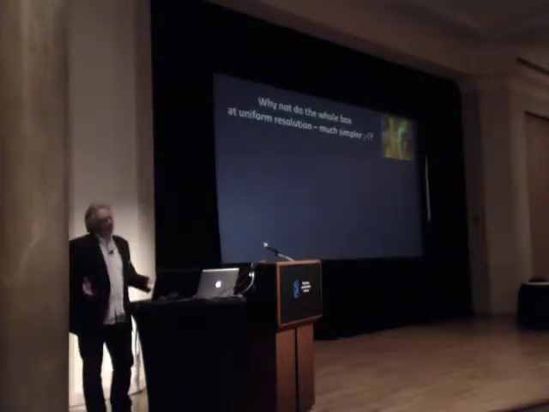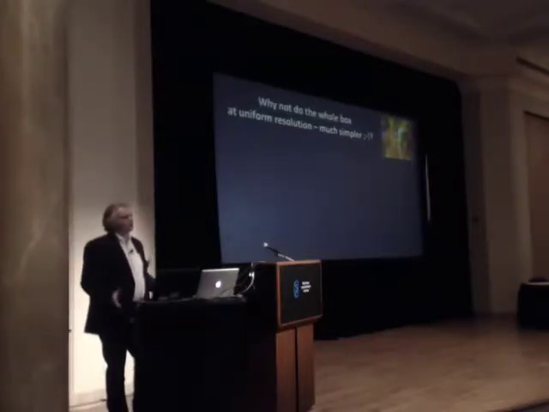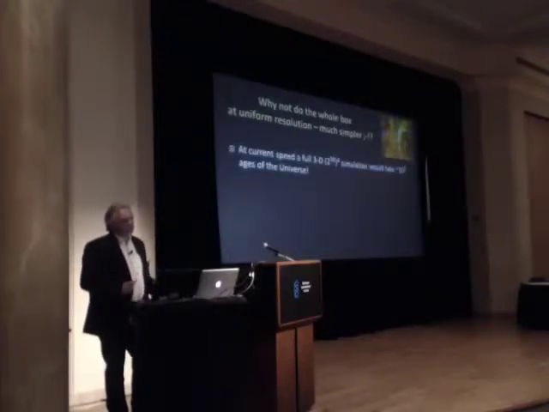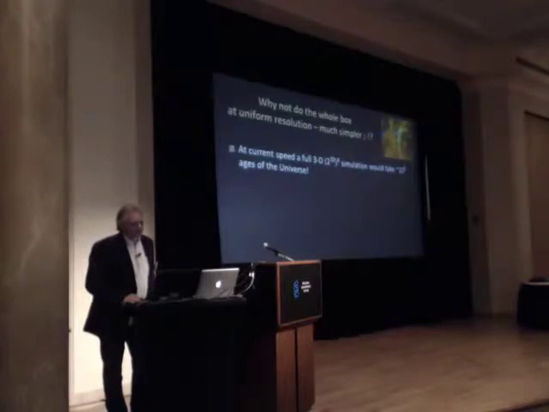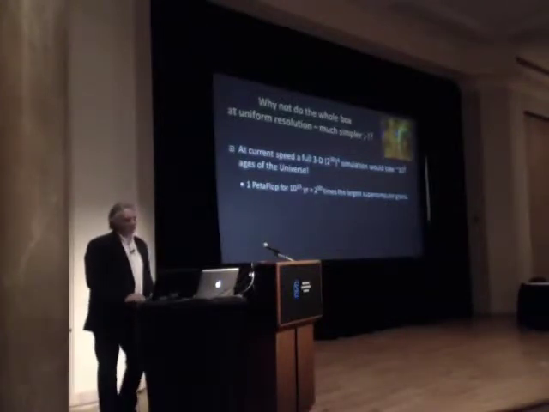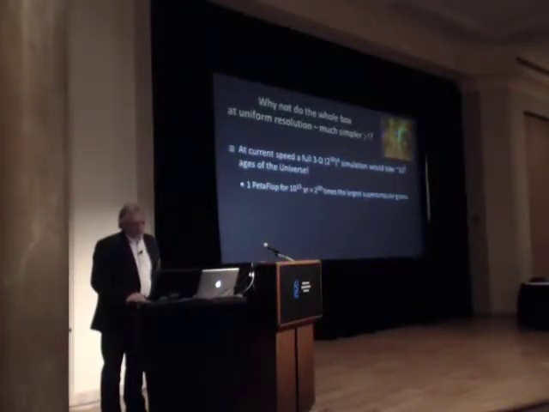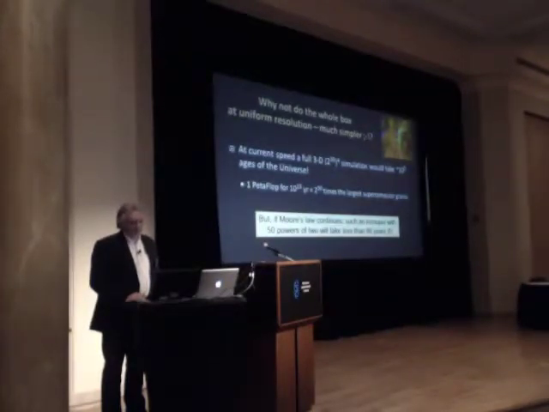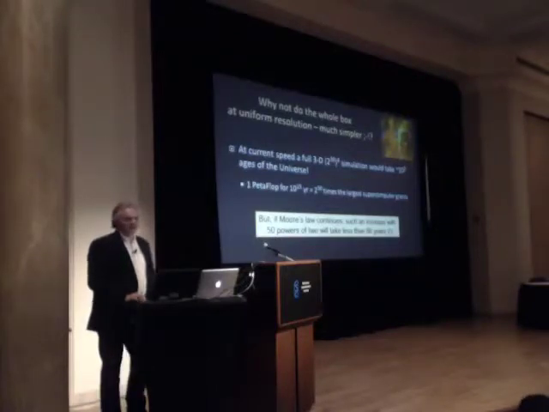So, why not do the whole box? Wouldn't that be simpler and would create lots of statistics? Well, if you were to run a full simulation, it would take about 100,000 ages of the universe. Because you'd have to run 1 petaflop for 10 to 15 years, which is about 2 to the 50 times the largest supercomputer grants you can get today. However, if Moore's law applies, then we know 50 powers of 2 will take only about 80 years.